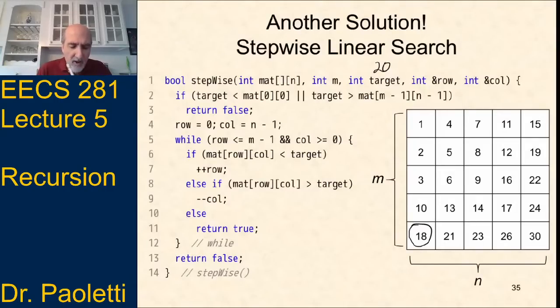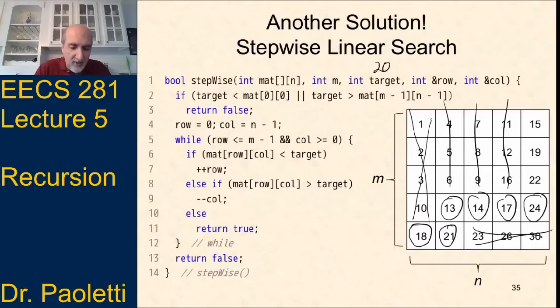Okay, that's not 20. 20 is bigger than that, so I could eliminate everything up there. And I could move right. Okay, this isn't 20, but that stuff's too big. I eliminate that. And I look here. That's not 20, too small, eliminate, go right, eliminate, go right, eliminate, go right, go up, go off to the right, and I'm off the edge.